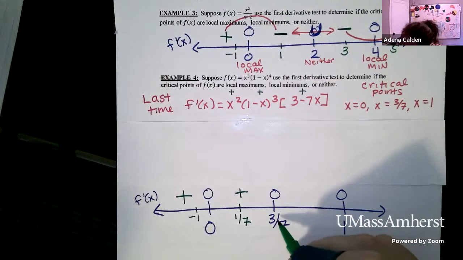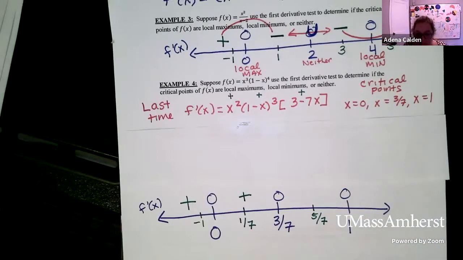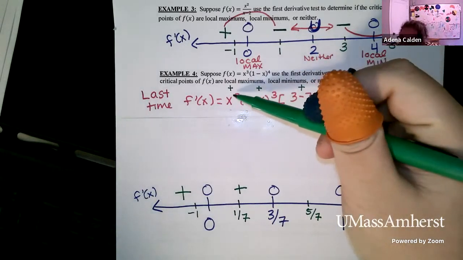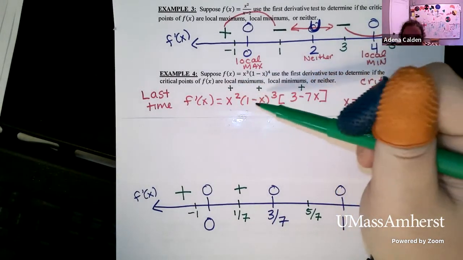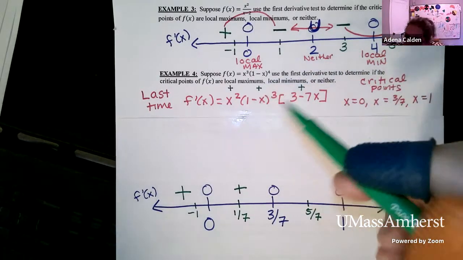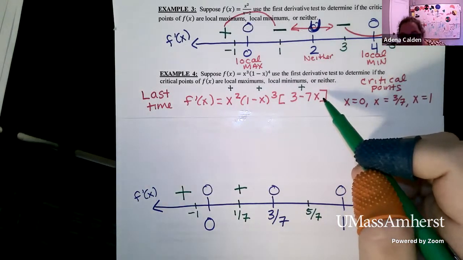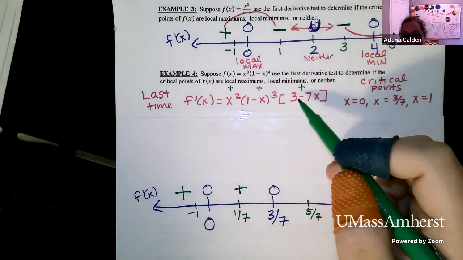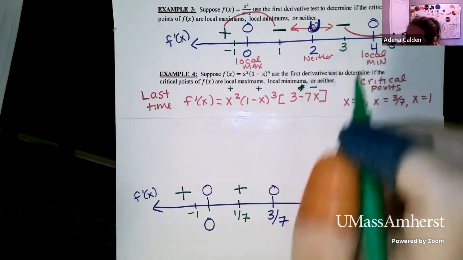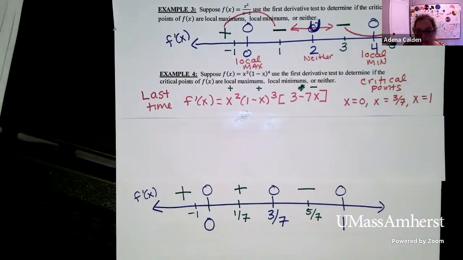Now I need to pick something between 3/7 and 1. So I'm going to pick 5/7, right? 5/7 is bigger than 3/7. So 5/7 squared is positive. 1 minus 5/7 is 2/7. 2/7 cubed is positive. And then here, I have to think about what 7 times 5/7 is. 7 times 5/7 is 5. So 3 minus 5 is negative. So I have positive times negative. So that's going to give me something negative.